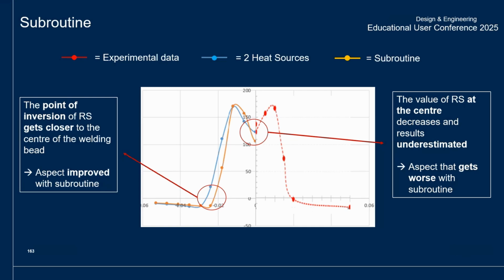In the figure, you can clearly appreciate the difference between the thermal flux provided by two heat sources on the left and the thermal flux described inside the subroutine code with the drop of power on the right.